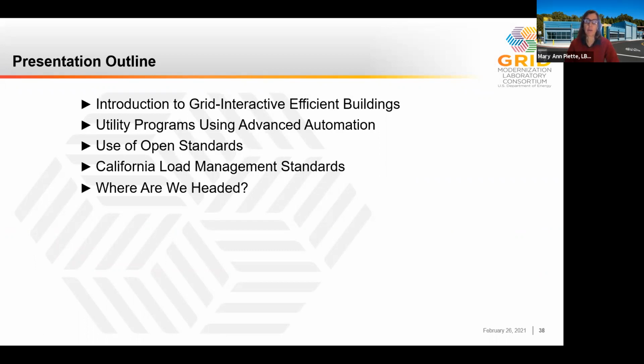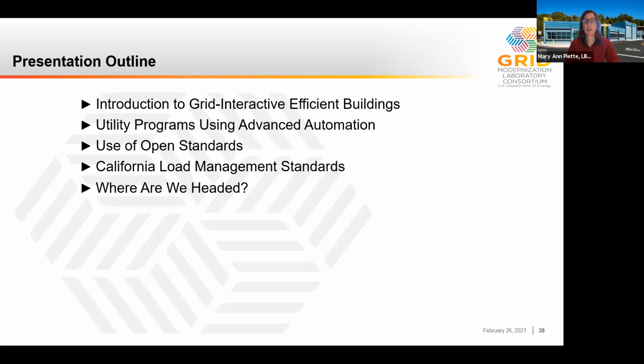We're about to publish a report from the Building Technologies Office on a roadmap for grid interactive efficient buildings that's going to include things that you all can do to facilitate the use of buildings as a flexible resource around the country in your regions.